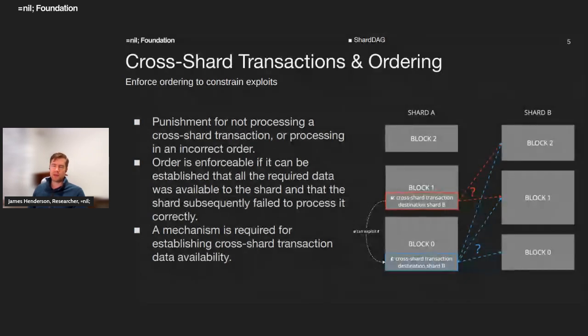So in order to make these rules around the order in which things can be processed, we really need a mechanism for establishing cross-shard transaction data availability, and everything really rests upon that.